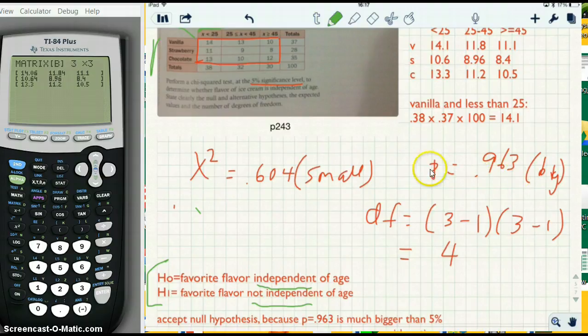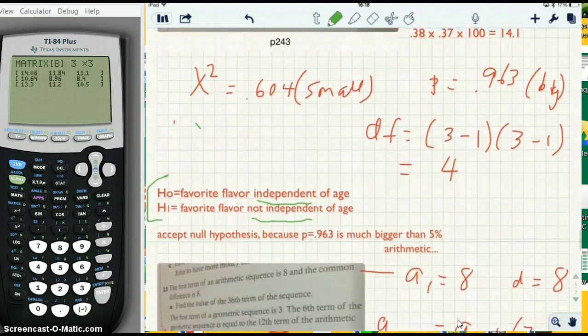Now, the p-value is the opposite of the chi-squared. The chi-squared you reject when it's big. The p-value you reject when it's small. Well, in this case, the p-value is much bigger than the significance level, so you do not reject. Okay, so you accept the null hypothesis because 0.963 is much bigger than 5%. 5%, remember, is 0.05. Okay, so that could be very confusing.